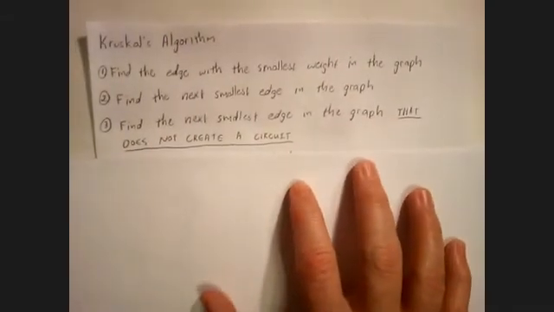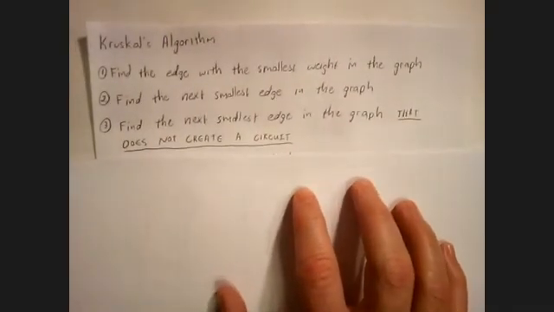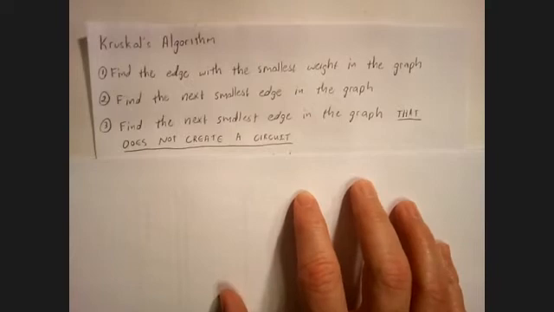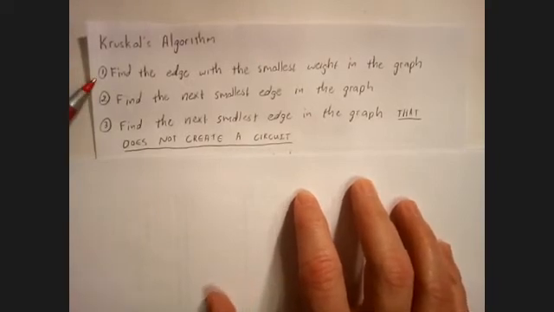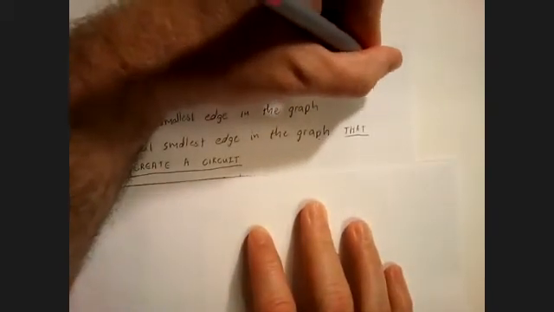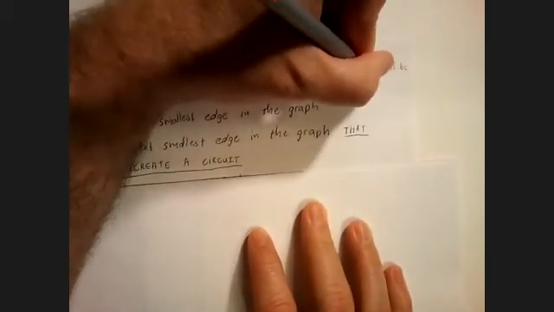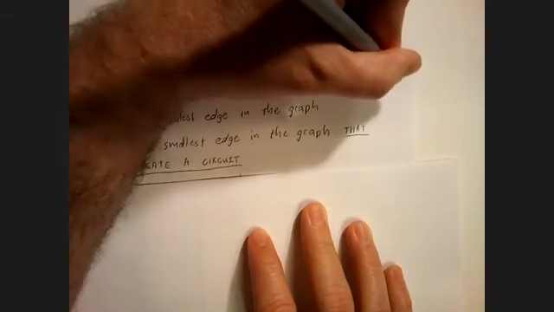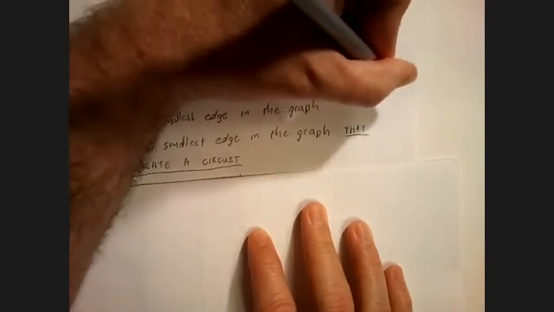So let's fix this. All right, Kruskal's algorithm. What we mean by an algorithm is the process. How do we do it? So this is how we can do it. We first find the edge with the smallest weight in the graph. So we'll have this weighted graph. We find the smallest edge or edges. There might be two with the same value.